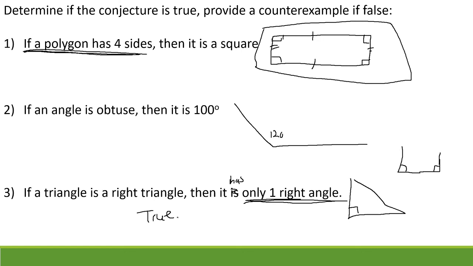And again, you can just try for a few hours or so if you really want to, and try to draw a right triangle with more than one right angle, and you won't be able to do it. So this conjecture is true until someone comes up with a very creative example to prove otherwise, if it exists.